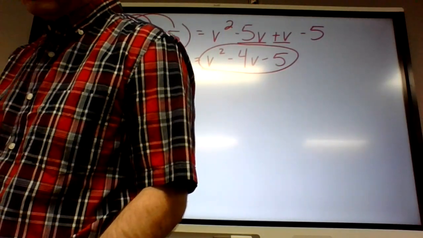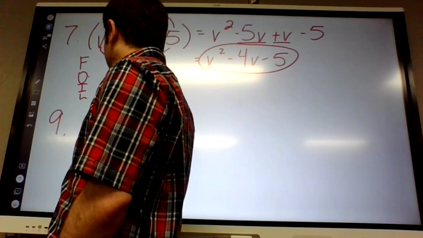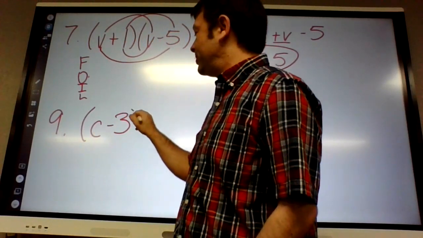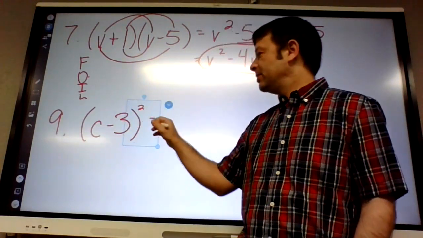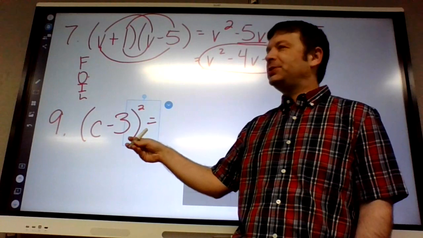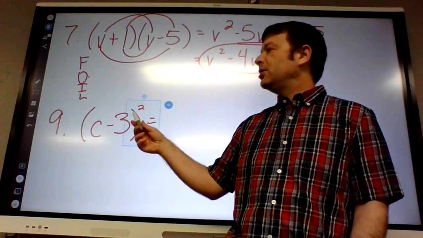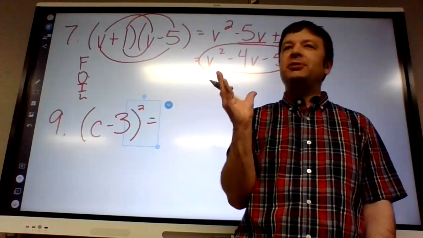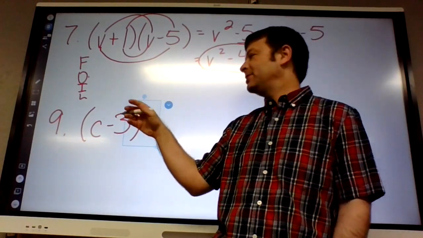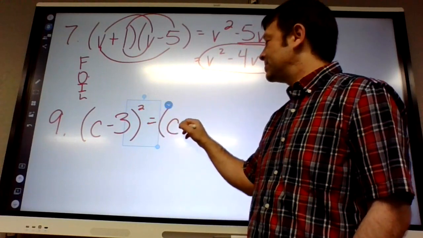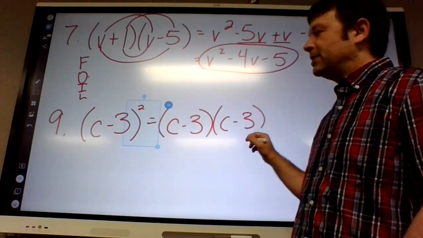Number 9, c minus 3 squared. This is going to come up later, but I'm going to go ahead and mention it right now. How would we do c minus 3 squared? You would square it first. No. Okay, remember, what does square mean? Times itself. So this means c minus 3 times c minus 3. It is a FOIL problem.